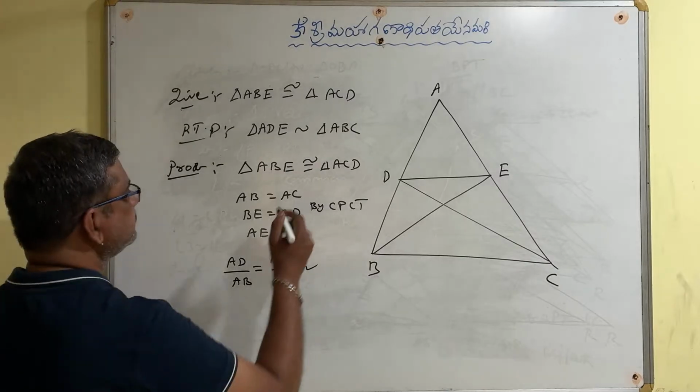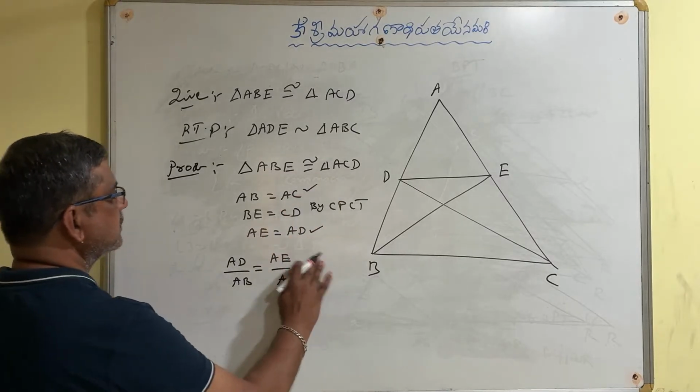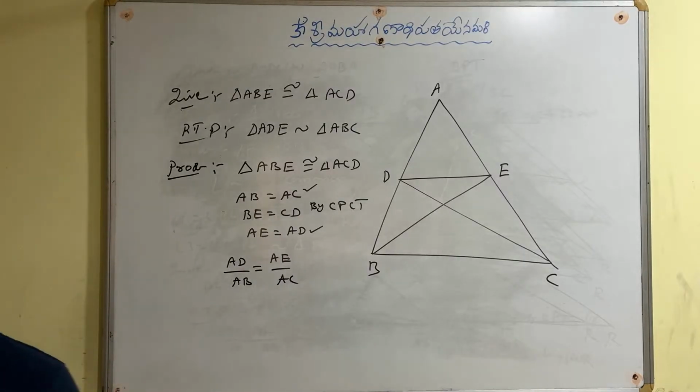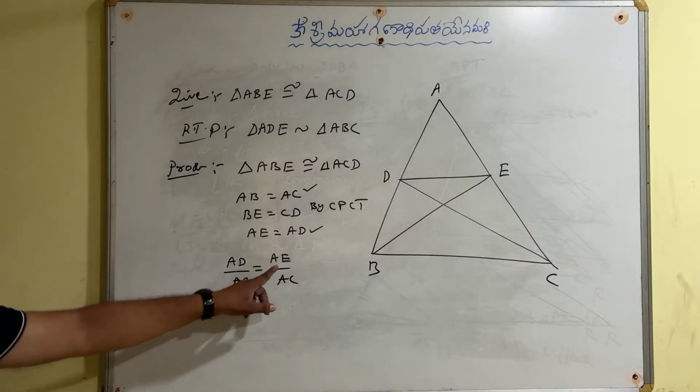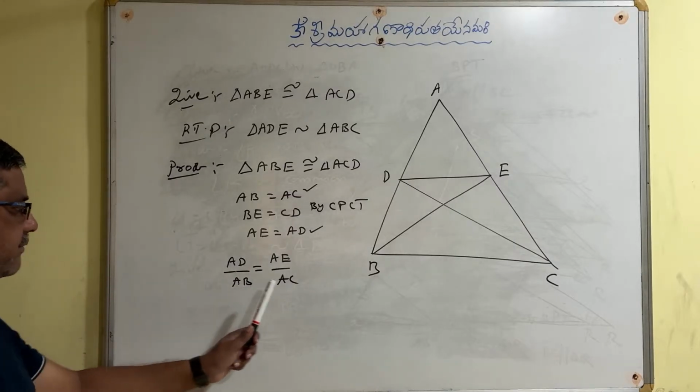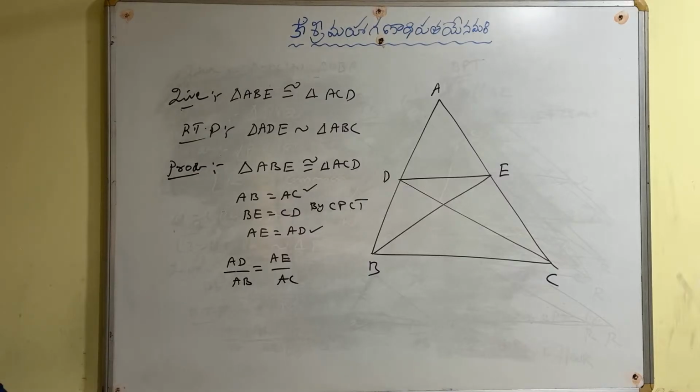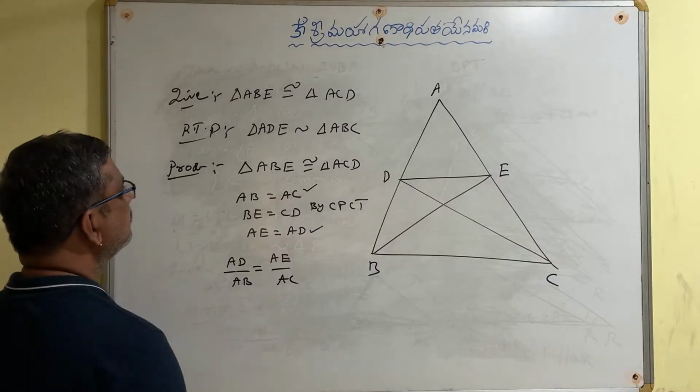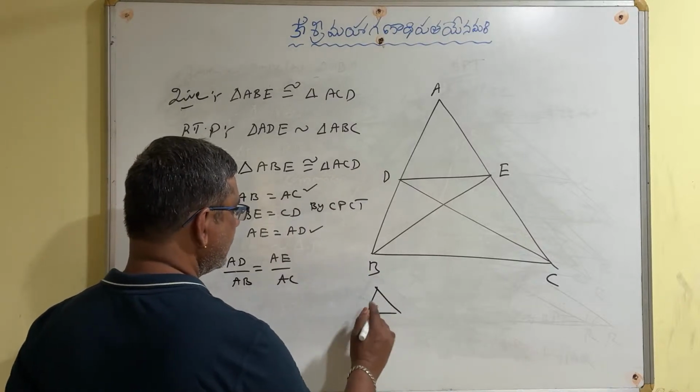Now observe this. AB and AC are equal. AE and AD are equal. Equals are divided with equals, so the quotients are equal. AD and AE are equals, AB and AC are equals. Equals are divided with equals, quotients are equal.